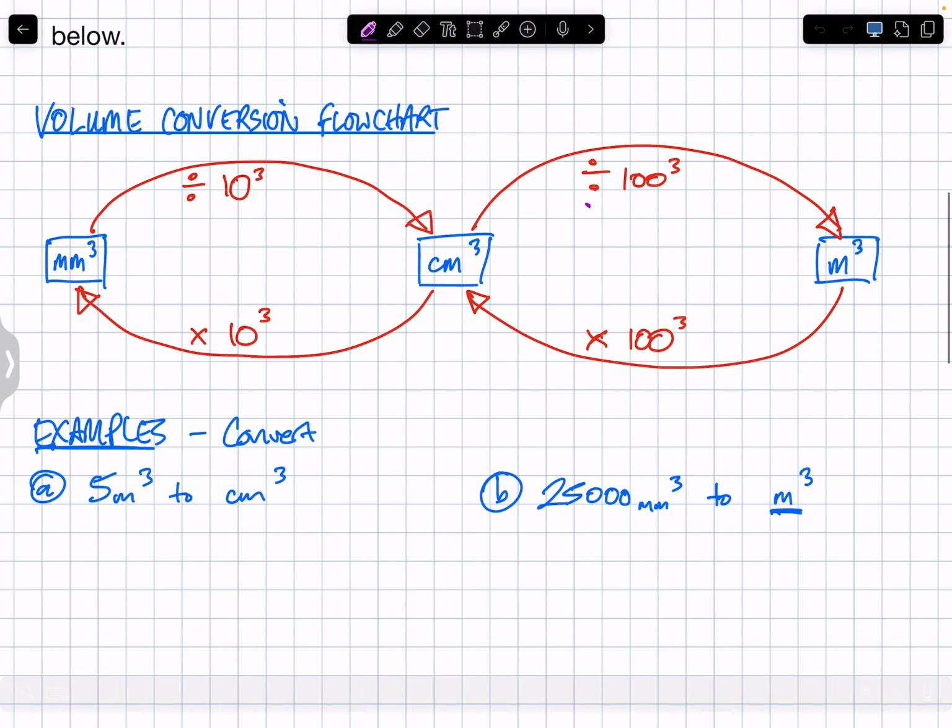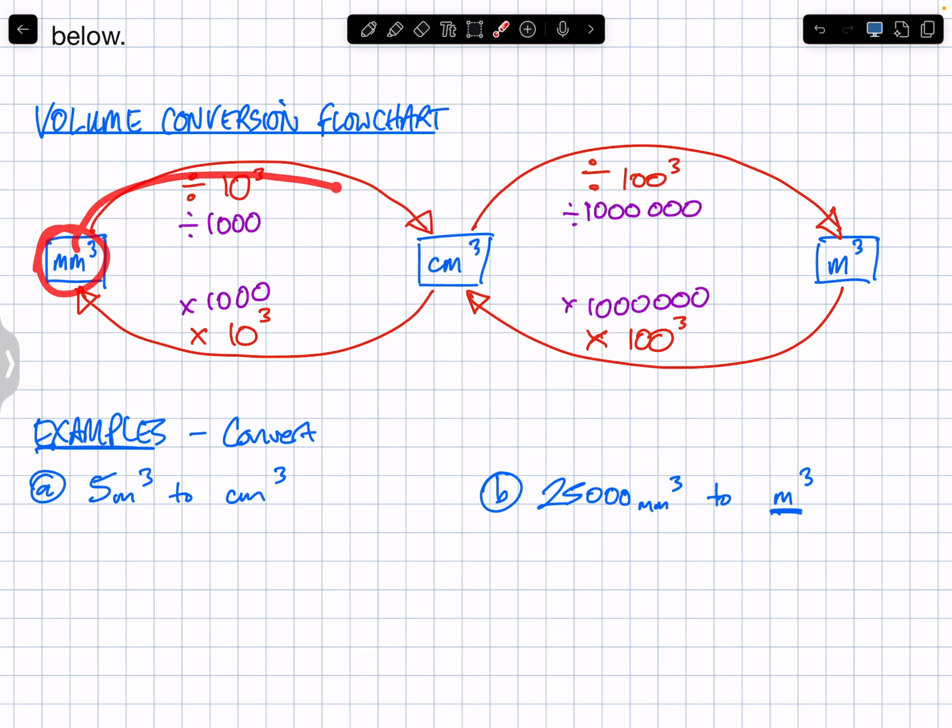10 cubed, 10 times 10 times 10, that's divided by 1,000, times by 1,000. 100 cubed is going to be divided by 1,000,000, and times by 1,000,000. So the general gist of the flowchart is if you're going from a smaller unit to a larger unit, you're dividing. If you're going from a larger unit to a smaller unit, you are multiplying.